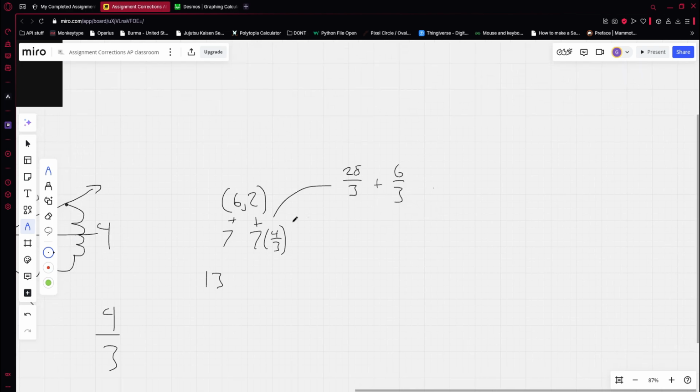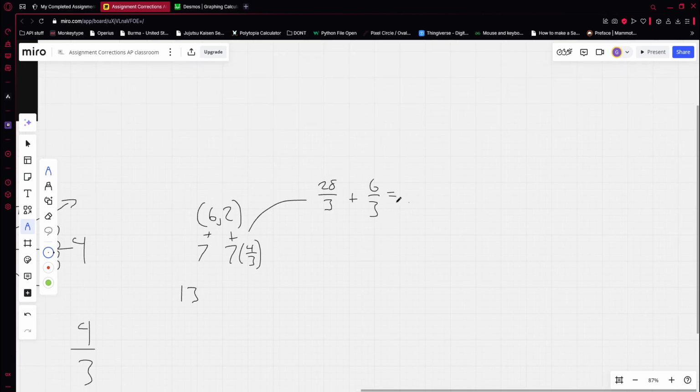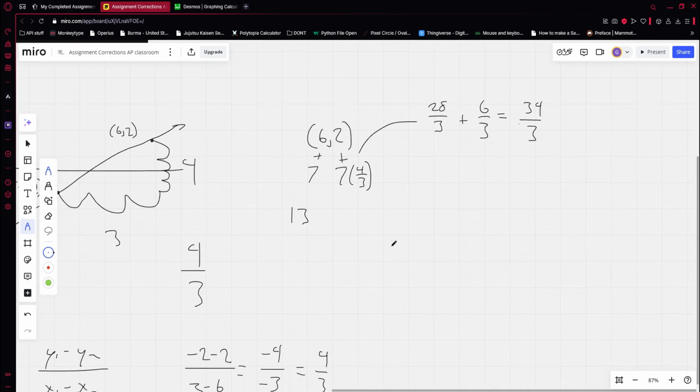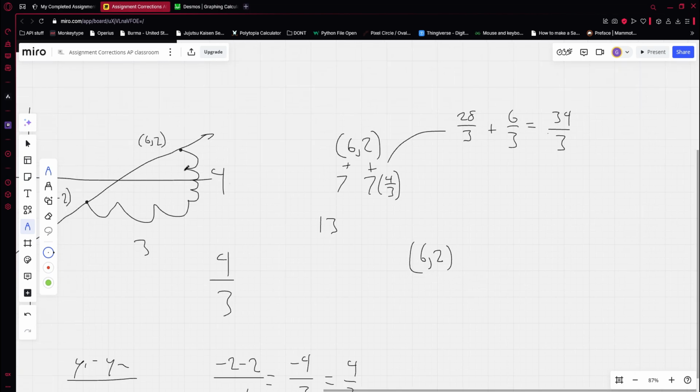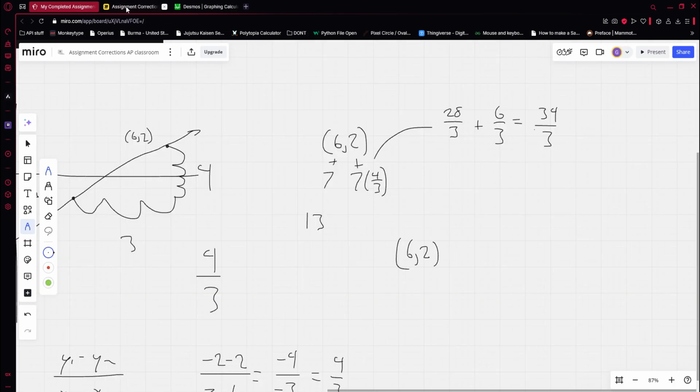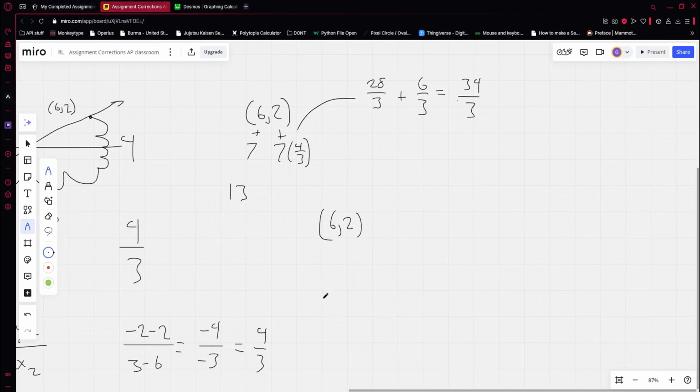Now we're adding these two, because we added here, and we're adding here. And then we end up with 34 over 3. Another way I could explain it is, if we're going from 6, 2 to a y value at an x value of 13, I don't know what it is. Actually, I'm going to make this y, so that's less confusing.